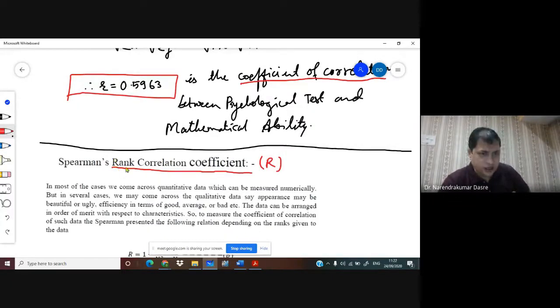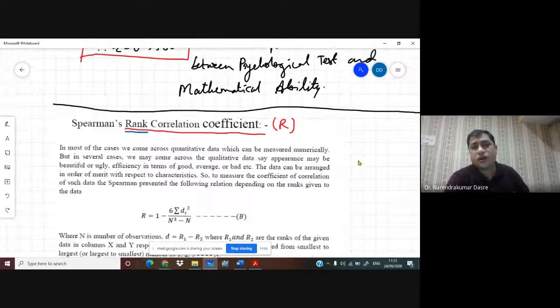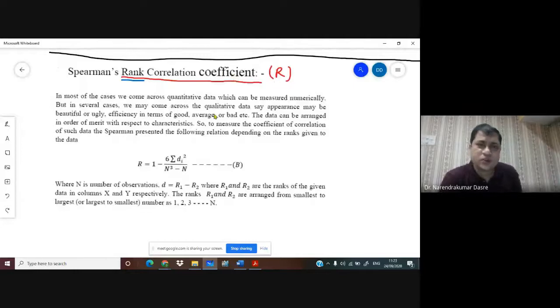Stress on the word rank. If there is the word rank, then it is going to be capital R. If there is no word rank, then it is going to be small r. This way we can distinguish between these correlation coefficients. And the rank correlation coefficient is calculated as R equals 1 minus 6 times summation di square upon n cube minus n.